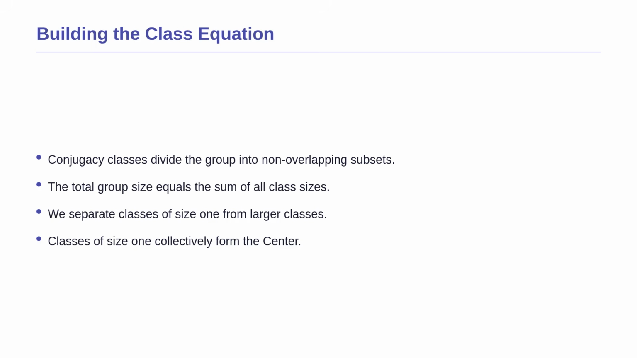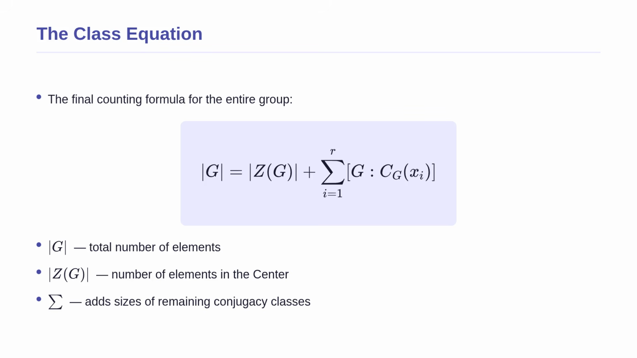Because conjugacy classes perfectly divide the group into non-overlapping subsets, the total number of elements in the group must equal the sum of the sizes of all these distinct classes. We simply separate the classes of size 1, which collectively make up the center, from the remaining classes that have a size strictly greater than 1. This logical separation is the core idea behind our counting method. This logical separation gives us the famous class equation.